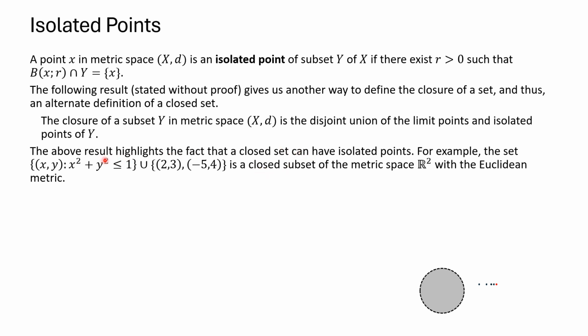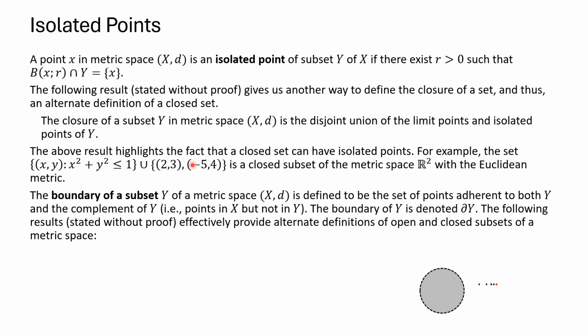So I give an example here, and we take the closed disk, and then in union with the set of these 2 points which are outside of the disk. So these are isolated points. This set collectively is closed. All the points in the disk and its boundary are limit points, and then these are 2 isolated points which by definition are part of the set. So this set is closed.